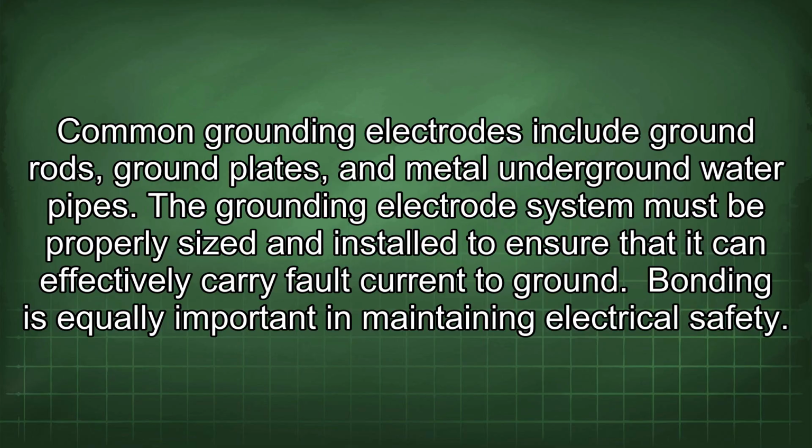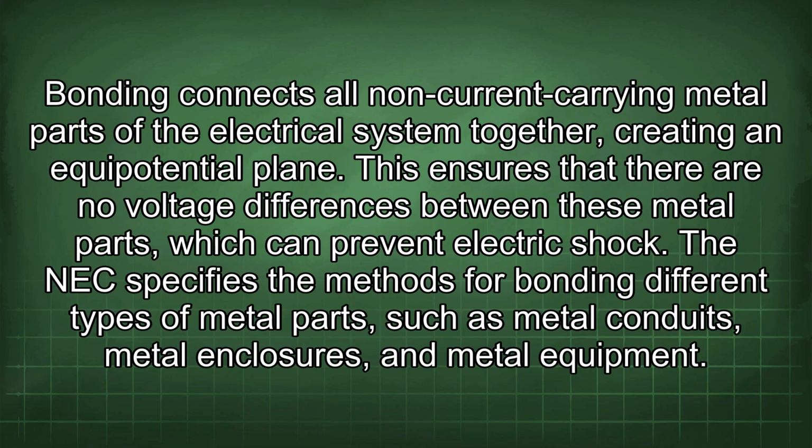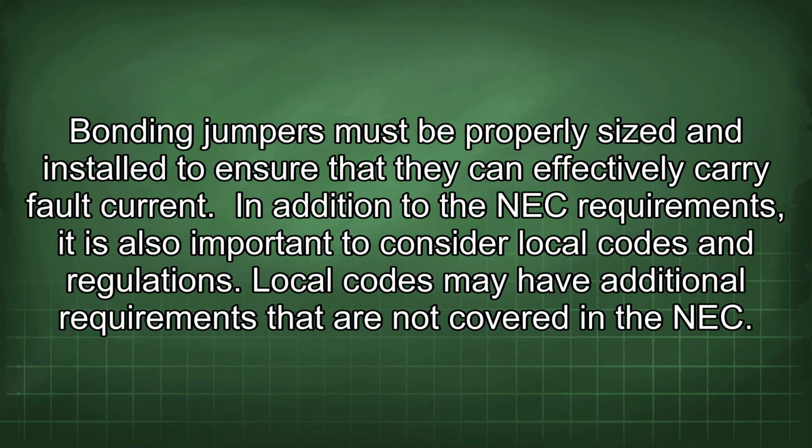Bonding is equally important in maintaining electrical safety. Bonding connects all non-current carrying metal parts of the electrical system together, creating an equipotential plane. This ensures that there are no voltage differences between these metal parts, which can prevent electric shock. The NEC specifies the methods for bonding different types of metal parts, such as metal conduits, metal enclosures, and metal equipment. Bonding jumpers must be properly sized and installed to ensure that they can effectively carry fault current.